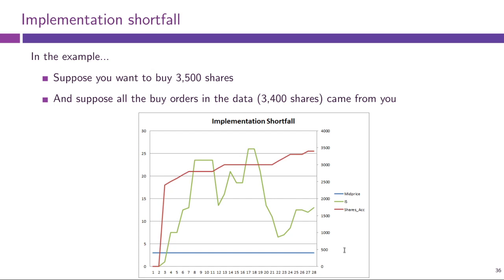So what is the implementation shortfall in this problem? This is how you can plot it, and this is actually the evolution of this implementation shortfall over time. So the red line is the total number of shares accumulated. So the total number of shares that you managed to buy by this point, and you can see that at the end it is close to 3,400. And the green line is the actual implementation shortfall. The blue line is the mid price, and at this scale it's not really easy to see the price changes.